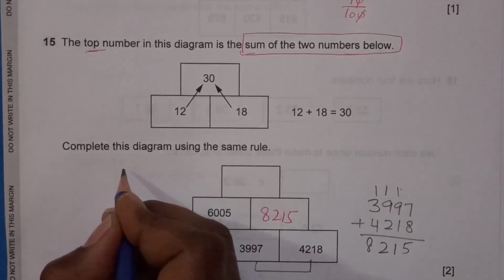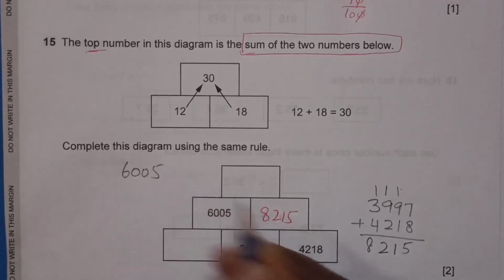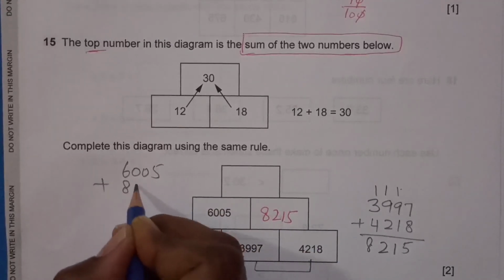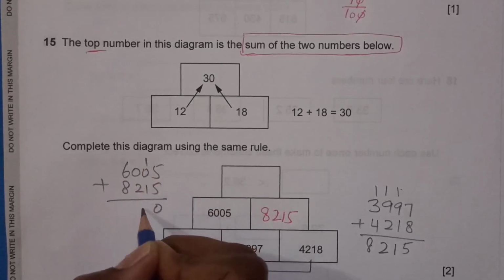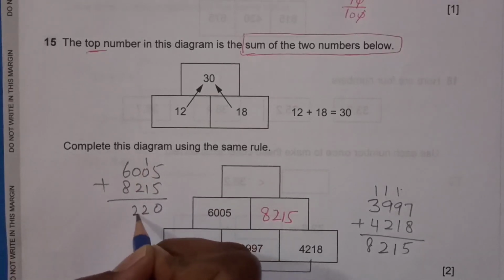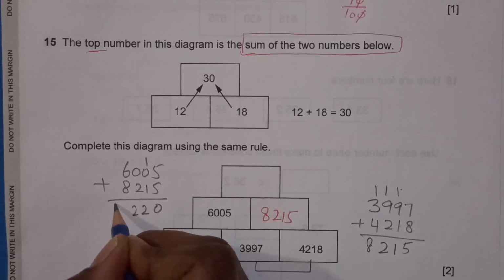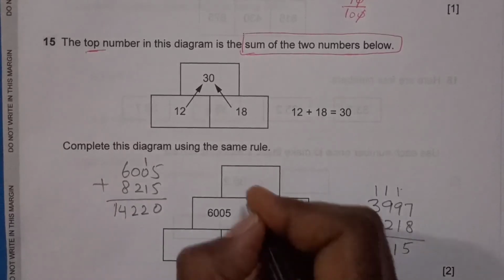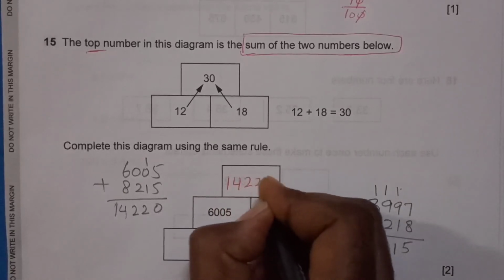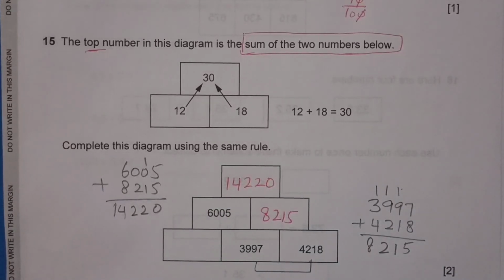Now we have these two numbers, so we can find out the top number here. So it will be 6005 plus 8215. So 5 plus 5, 10. 1 plus 1 is 2. And 2, 8 plus 6, it is 14. So we have 14,220.